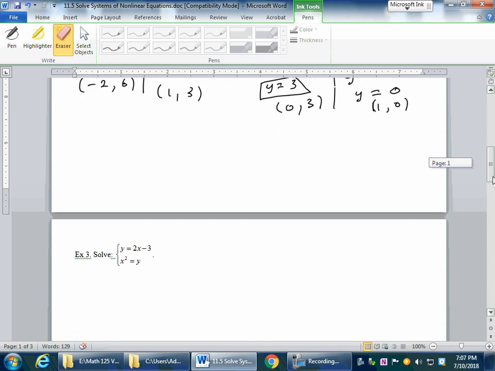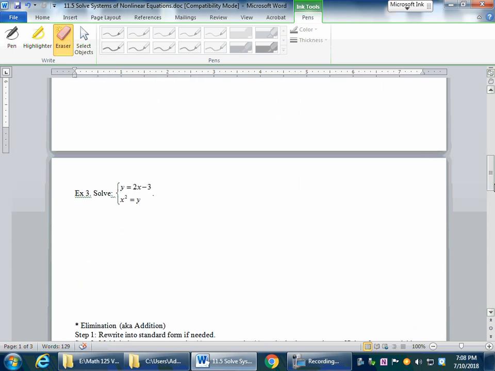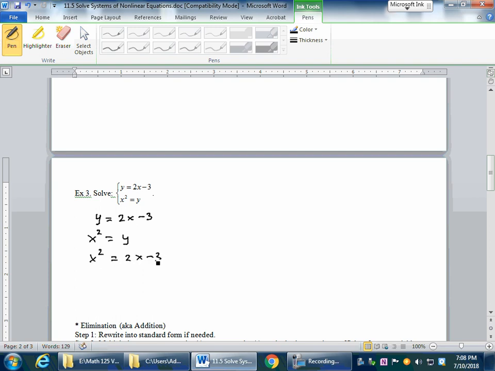So finally, let's move on to the next problem. In this case, I already have one linear equation solved for y, and one equation solved for y also. So I'm going to use y equal to 2x minus 3, and plug it into the next equation, which is x squared equal to y. So I'm going to substitute y with 2x minus 3. Okay, let me write in a different color. 2x minus 3. And now what I'm going to do is solve this quadratic equation.